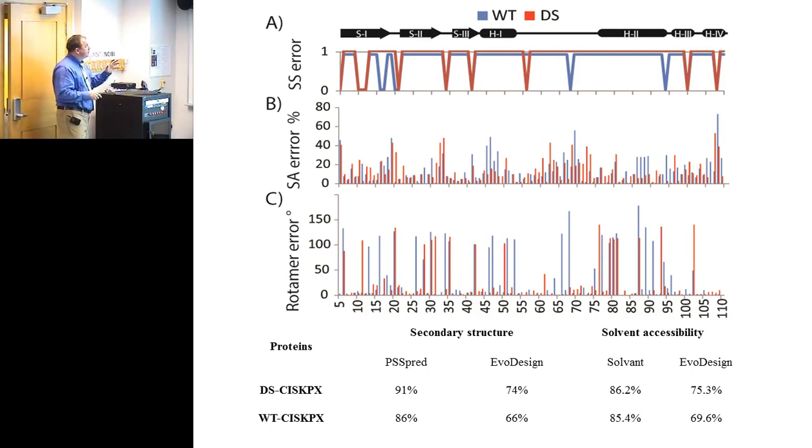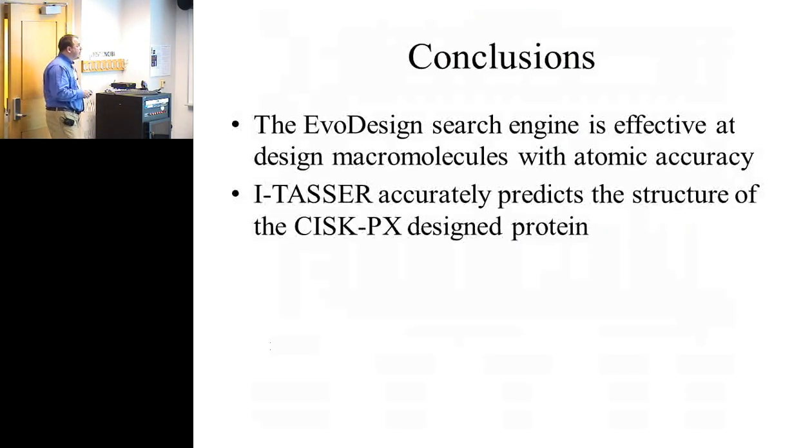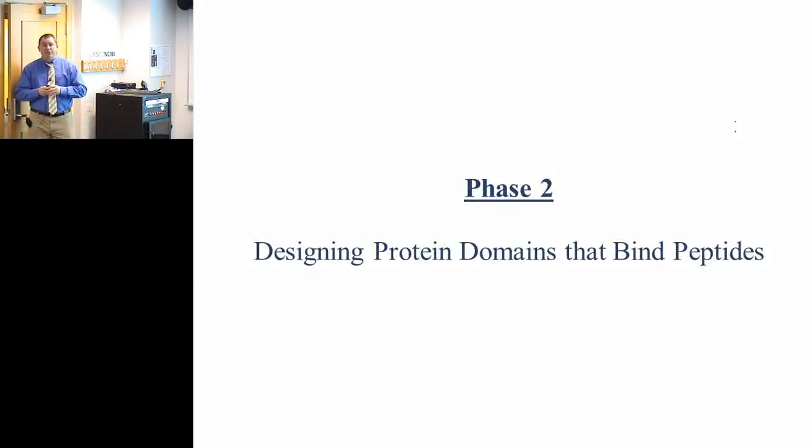Overall, we know that each of the potentials in regard to EvoDesign is definitely recognizable. And these are helping guide the selection of amino acid sequences that we think have a larger probability of actually working. So to wrap up, we've designed a molecule with atomic accuracy, and we've been able to predict that structure with I-TASSER. So that's our first phase, and now we're going to switch to designing functional proteins.